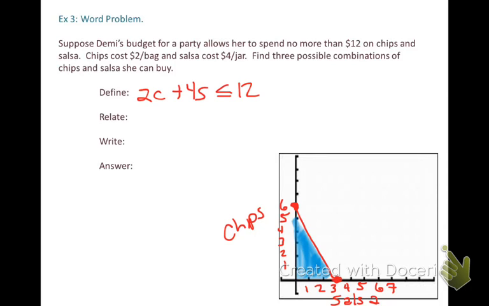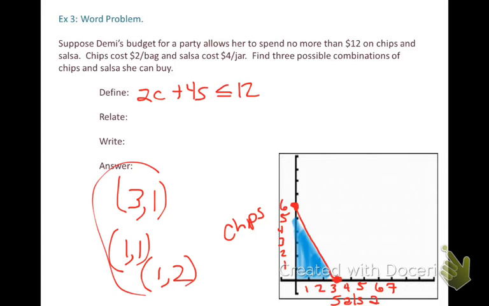I can have 1 chip and 1 salsa, or 1 chip and 2 salsas. I can have 3 chips and 1 salsa. Here's 3 combinations right there. That's all they're asking for.